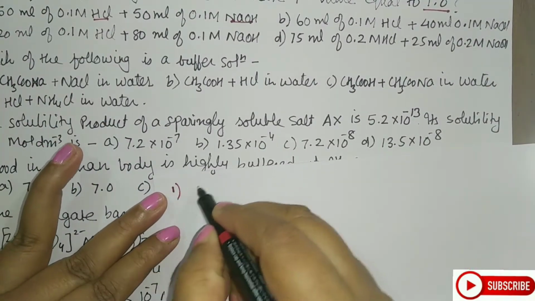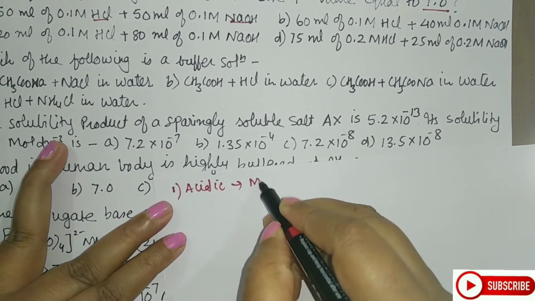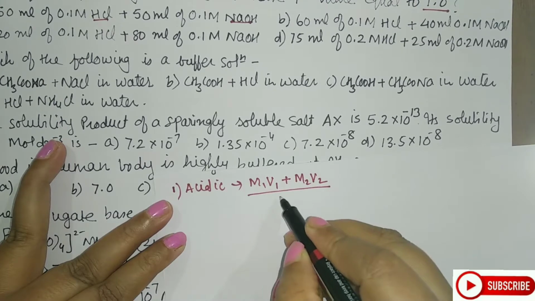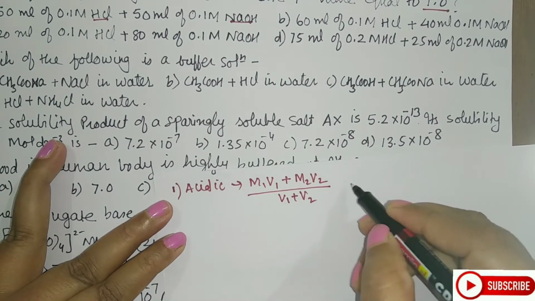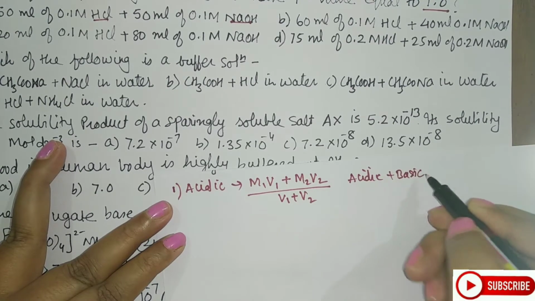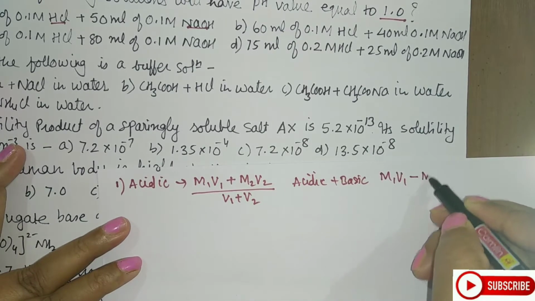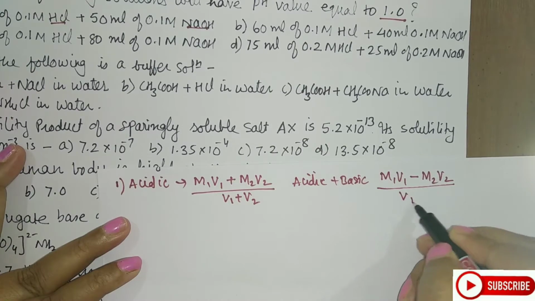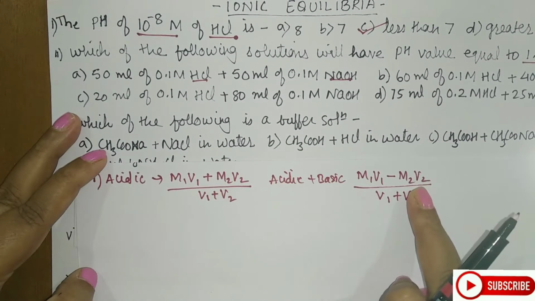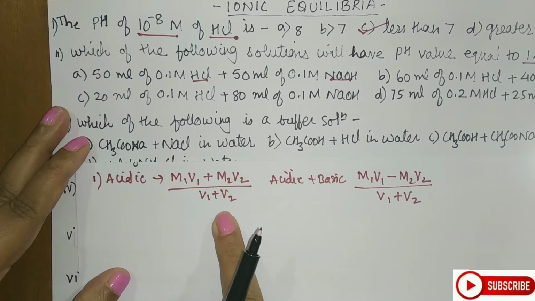Always remember, if it is acidic solution, means when an acid is added to acid, then the formula is M1V1 plus M2V2 divided by V1 plus V2. But if the solution is acidic plus basic, means a neutralization solution, then the formula will be M1V1 minus M2V2 upon V1 plus V2. So whenever it is a neutralization reaction, we use this formula, and whenever it is addition of acid to acid, then we use this type of formula.